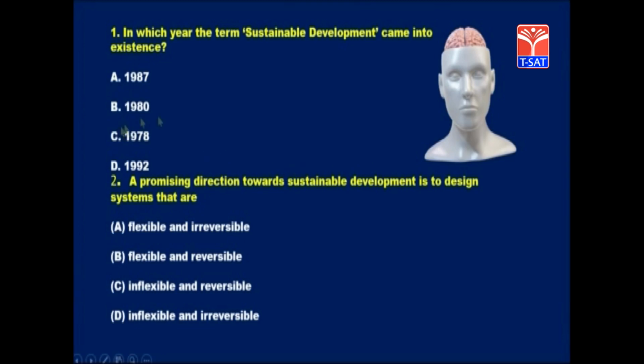Now let's sharpen the brain. In which year did the term sustainable development come into existence? 1987, 1980, 1978 or 1992. What is the answer? Yes, it is 1980. Second question. A promising direction towards sustainable development is to design systems that are flexible and irreversible, flexible and reversible, inflexible and reversible, or inflexible and irreversible. So how should it be? It should be flexible and reversible. Whatever we are doing, it has to be reversible. Then only it is called sustainable development.